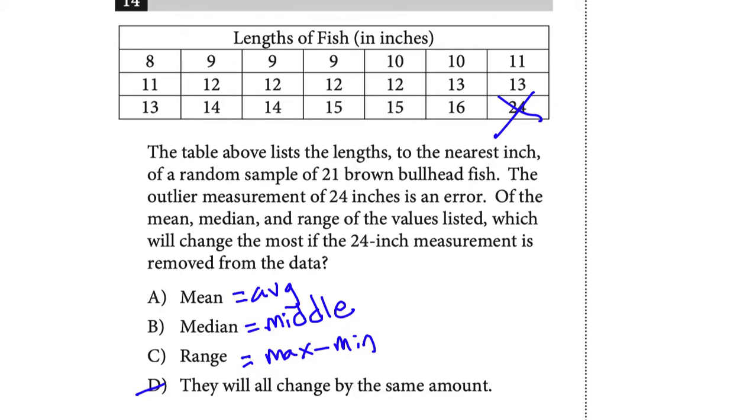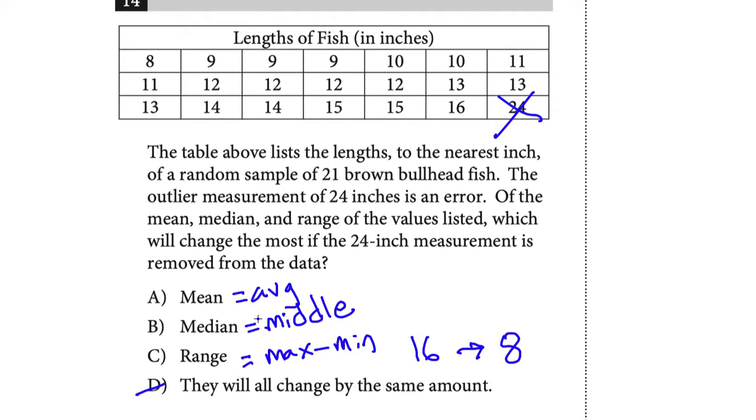What was the range before? Before, the range was 24 minus 8. What is 24 minus 8? Sergio. 16. What is it now? If I get rid of 24, the range is now what, Fernando? What is 16 minus 8? It's 8. This changed from 16 to 8. That's a big change.